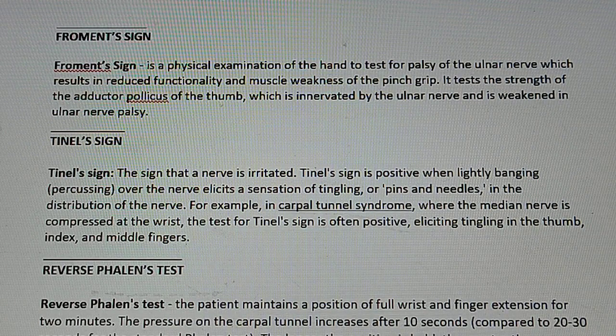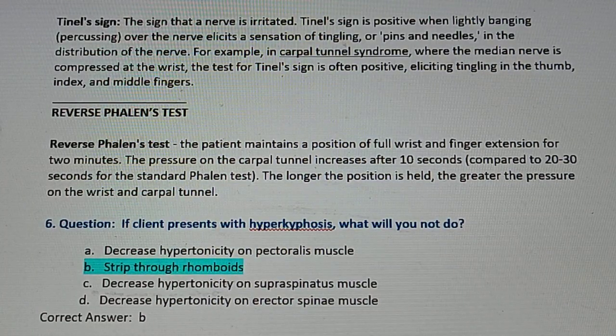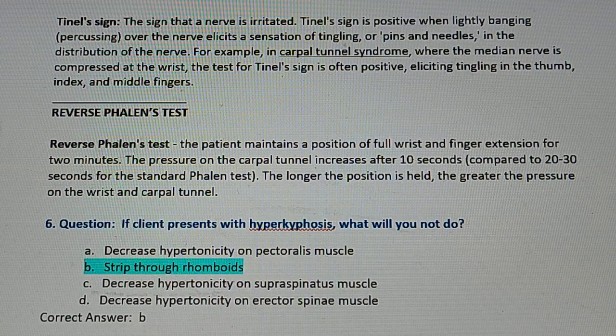Okay, here you go, guys. The next one is the reverse Phalen test. The patient maintains the position of full wrist and finger extension for 2 minutes. Okay, in this test, that's what you're going to do. The pressure on the carpal tunnel increases after 10 seconds, compared to 20 to 30 seconds for the standard Phalen test. The longer the position is held, the greater the pressure on the wrist and carpal tunnel.